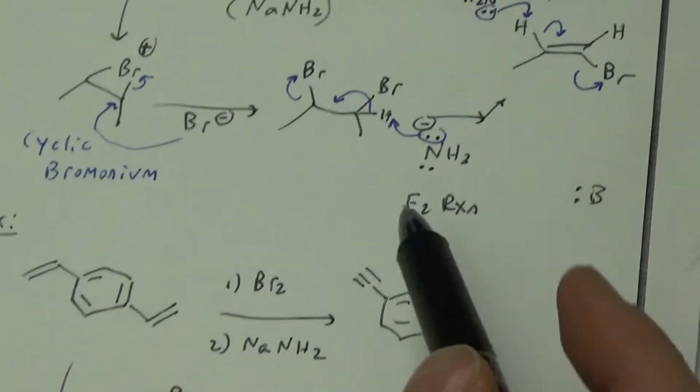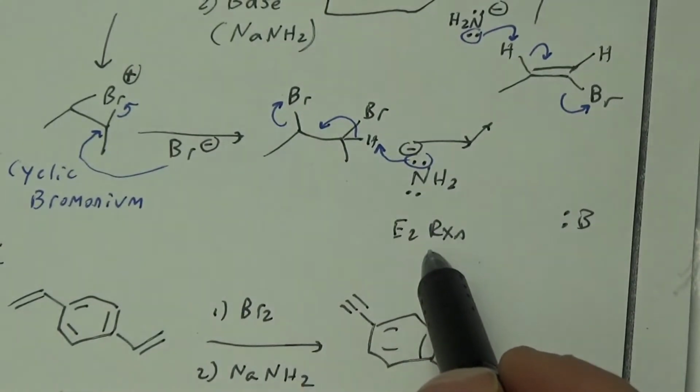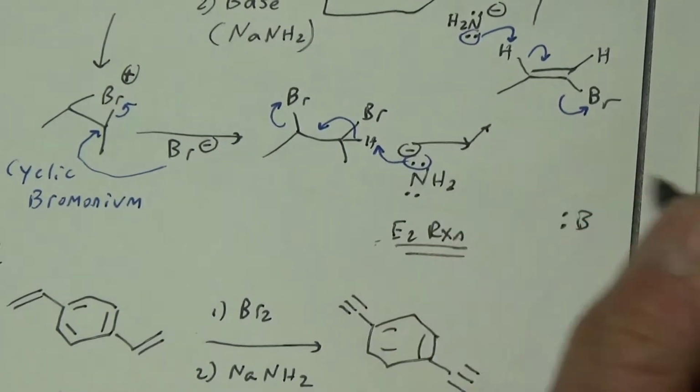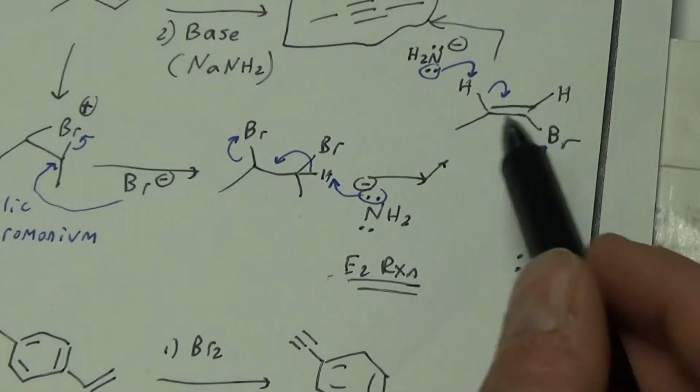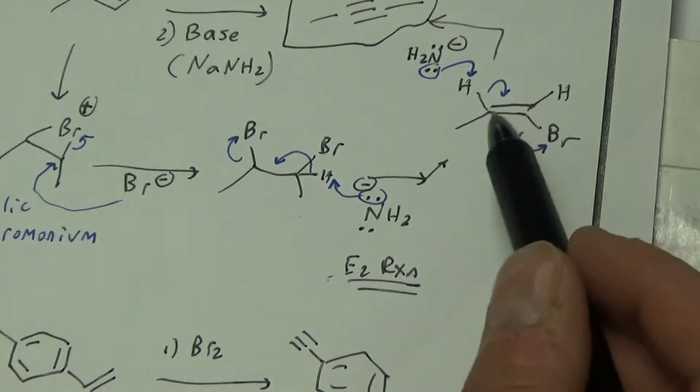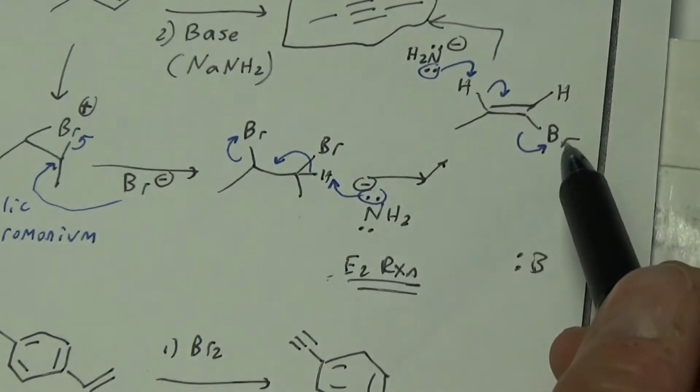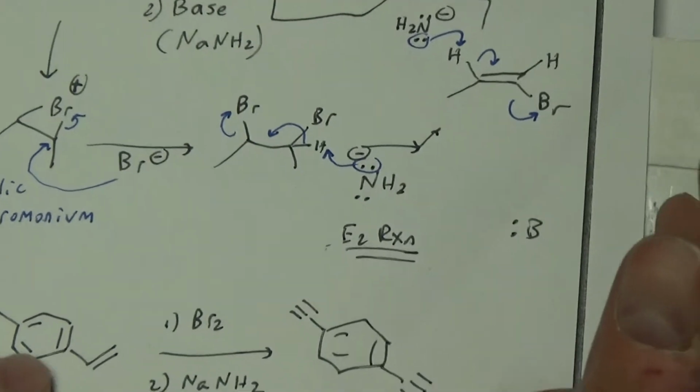What's the mechanism of this step? The first one is that E2 reaction. The second step is not necessarily an E2. It looks like an E2, kind of, but with the alkene, it's not actually a traditional E2 reaction. Absolutely the first step is, though. Okay?